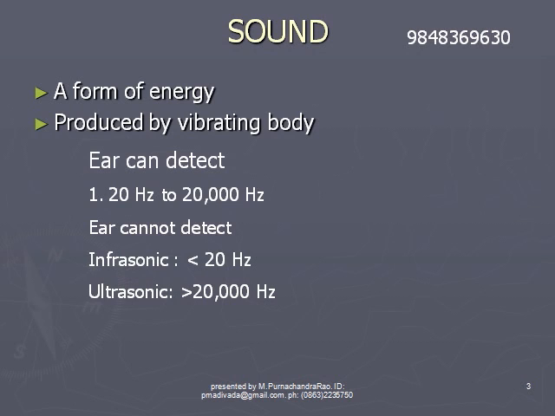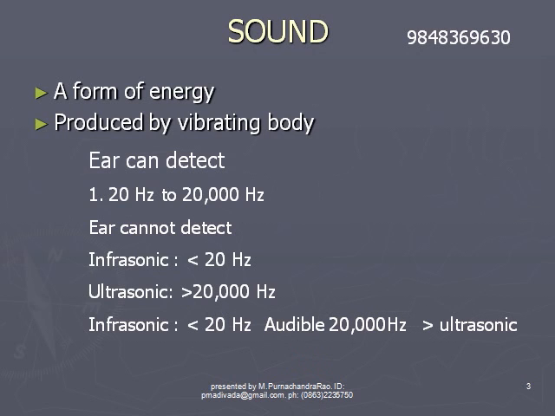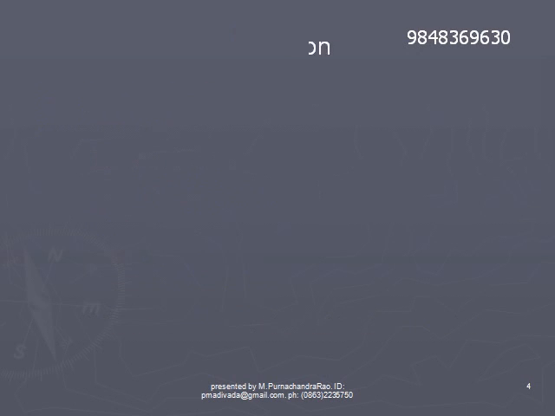The ear can detect sound waves from frequency 20 Hz to 20,000 Hz, and it cannot detect waves of frequency less than 20 Hz, which are known as infrasonic waves, and waves of frequency greater than 20,000 Hz, known as ultrasonic sounds. So, infrasonics are frequencies less than 20 Hz, the frequencies between 20 Hz and 20,000 Hz are known as the audible range, and above 20,000 Hz are known as ultrasonic sounds.